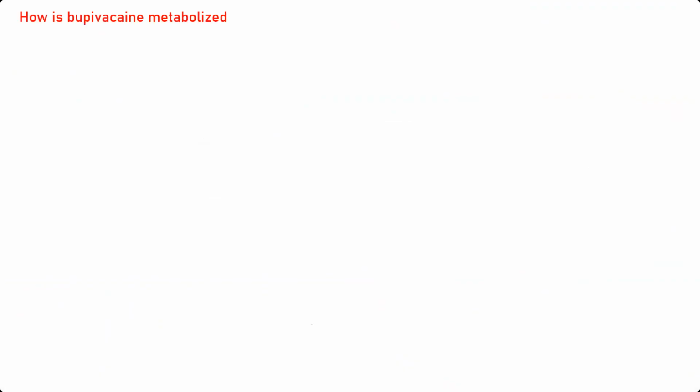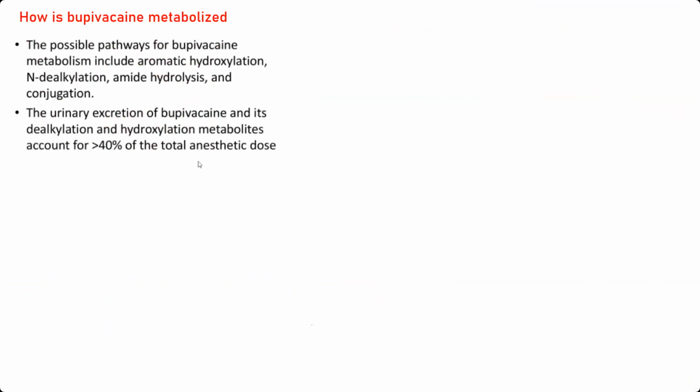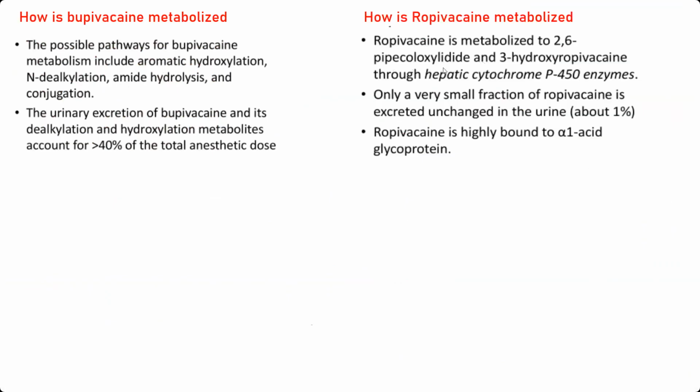How is bupivacaine metabolized? It is also metabolized by the liver enzymes. Same method of dealkylation, amide hydrolysis and conjugation, and the urinary excretion of bupivacaine and its metabolites is more than 40%. How is ropivacaine metabolized? It is also metabolized to pipecoloxylidine, just like lidocaine, by the hepatic cytochrome P450. So please remember, most of them are metabolized by hepatic enzymes, and only a very small fraction is excreted unchanged in the urine, and it is highly bound to alpha-1 acid glycoprotein. That is the only difference.